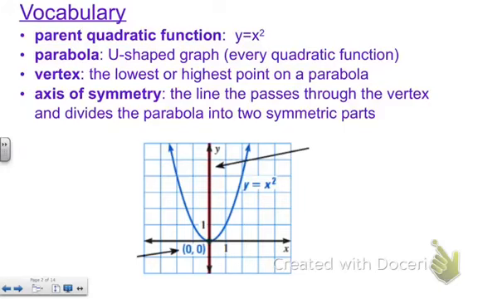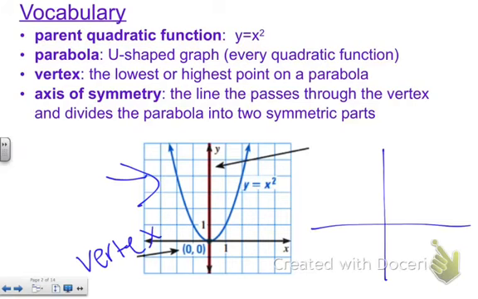So quadratic functions are all parabolas, which is the U-shaped graph. Looks like this. The vertex is the lowest or highest point on a parabola. So down here, this would be the vertex. If it was negative and it looks something like this, the vertex would be up here at the maximum. And then the axis of symmetry is the line that you can draw down the middle that divides it into two symmetric parts. So that makes it like a mirror image on both sides.